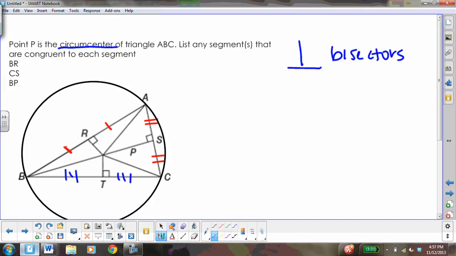So, every segment that goes from P to the vertex also has to be the same. So BP has to be the same as AP, which has to be the same as PC.